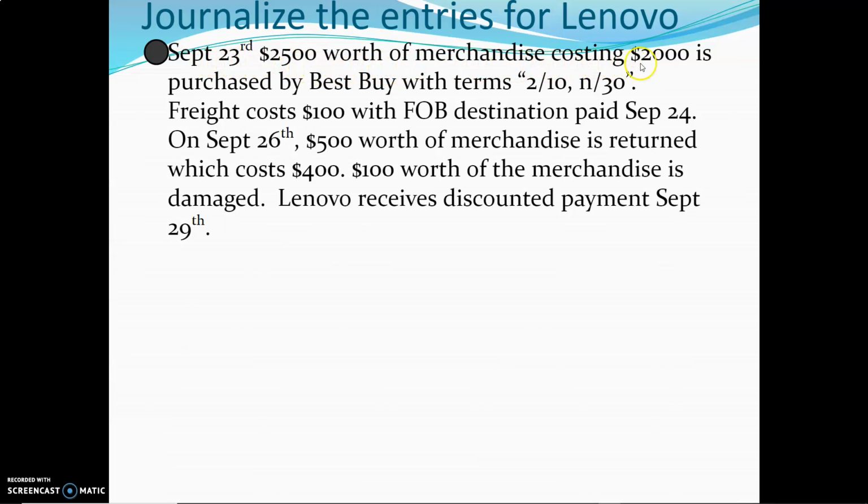$2,500 worth of merchandise costing $2,000 is purchased by Best Buy. So we're actually acting as though we are Lenovo making the sale to Best Buy with terms 2/10 and 30. Freight costs of $100 free on board destination are paid September 24th.